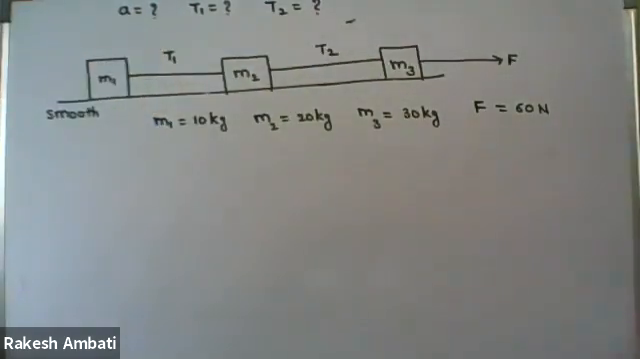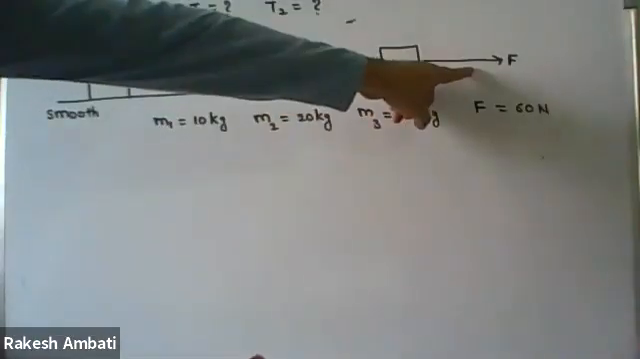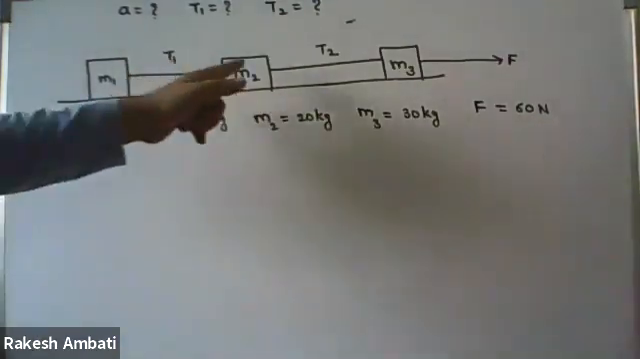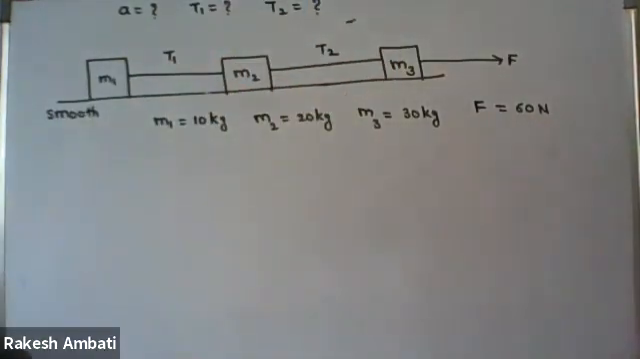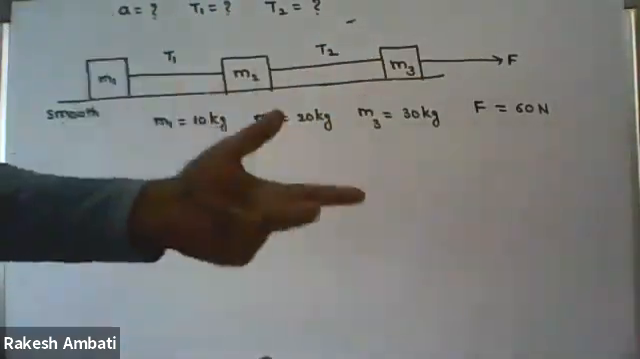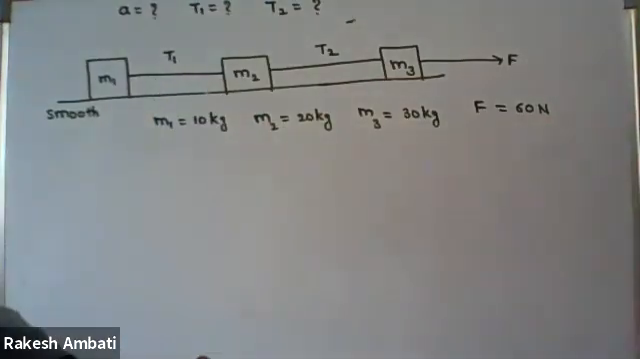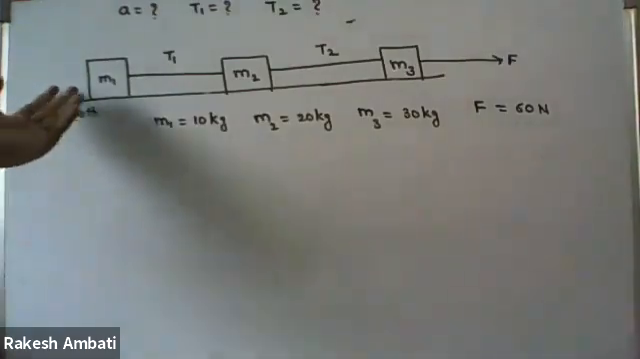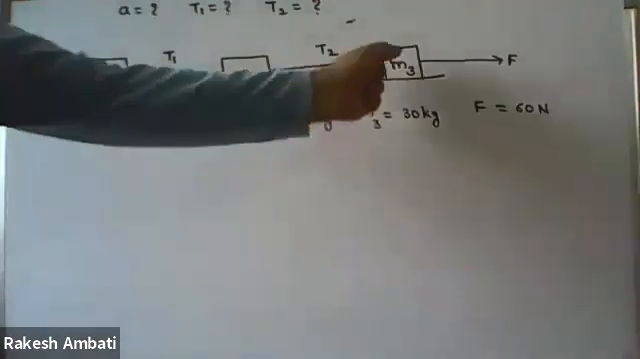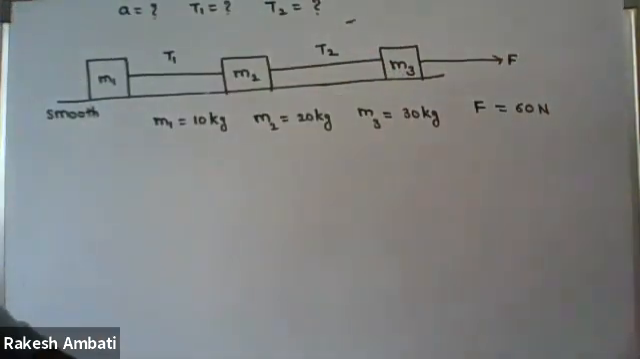For example, if friction is present, this applied force has to overcome the frictional force. Then only the blocks come into motion, correct? But here there is no friction at all. It is a perfectly smooth surface. So even though a small force is applied, automatically the blocks come into motion.